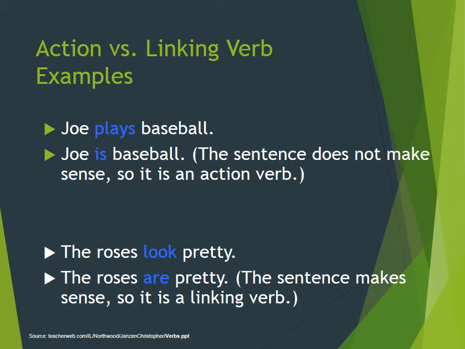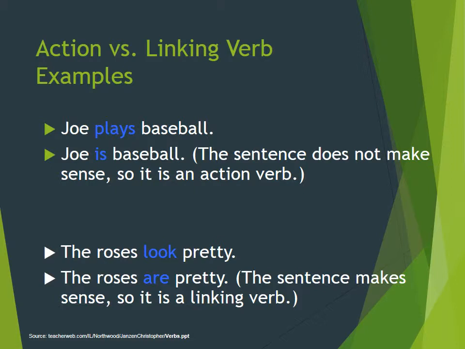So let's look at this example. Joe plays baseball. This one is clearly an action verb, right? We don't even have any linking or helping verbs in there. But look at what happens if we put is in place of plays. We want to see if it still makes sense. So Joe is baseball. That doesn't make sense. So we know we have an action verb.